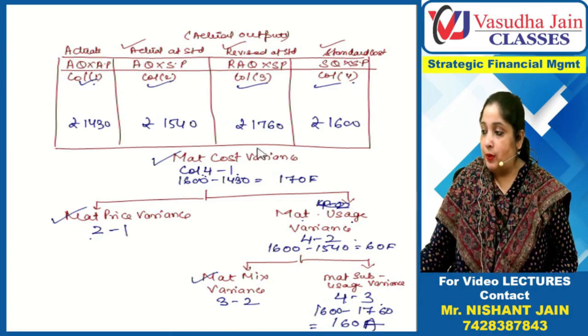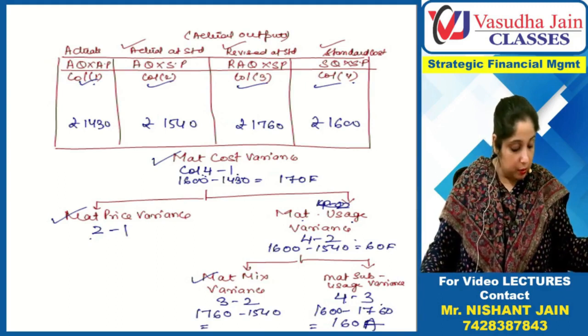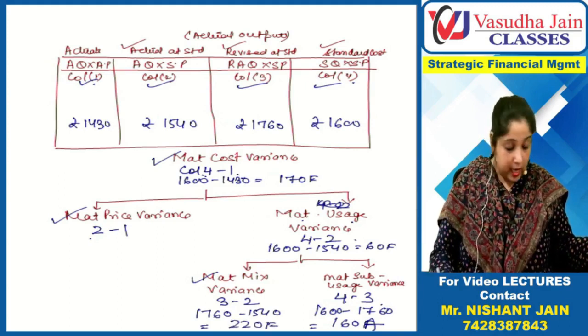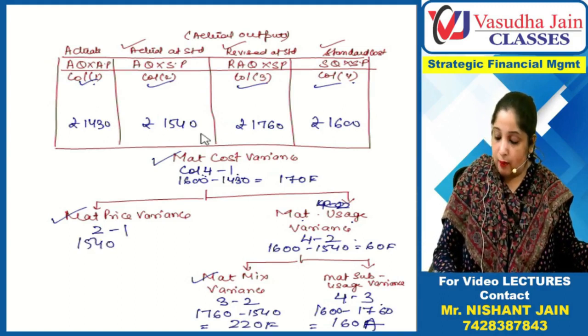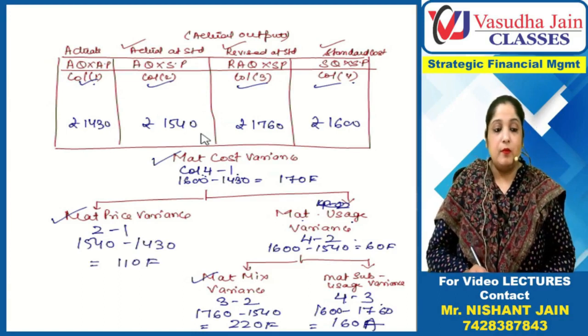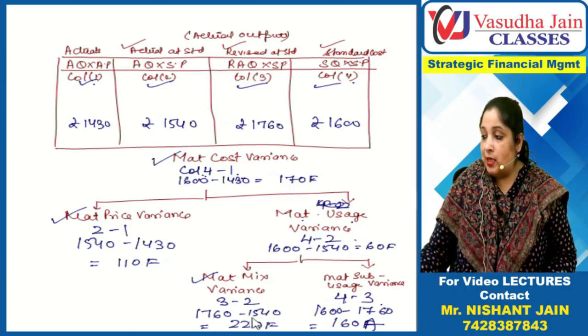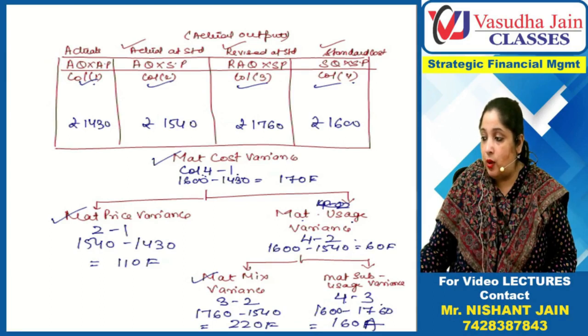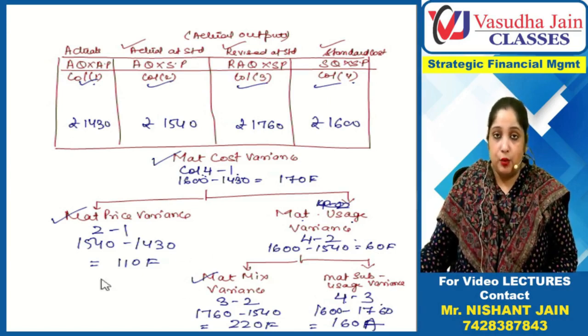Okay, then 3 minus 2, that is 1760 minus 1540. This comes out to be mix variance 220 favorable. And material price variance is 2 minus 1, 1540 minus 1430. This comes out to be 110 favorable. So you can see that 110 and 60, if you add this up, it comes out to be 170 favorable. And if you see this sub classification, 220 favorable, 160 adverse, benefit and loss. If loss is subtracted from benefit, net benefit is shown as 60 favorable. So you can even solve like this also.